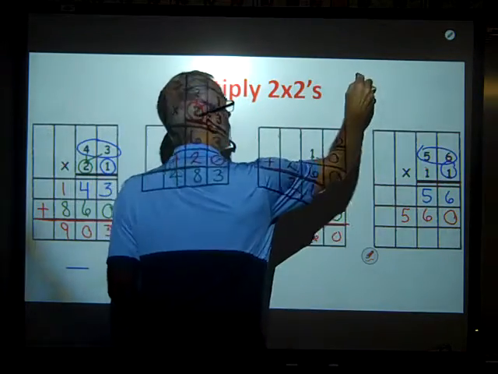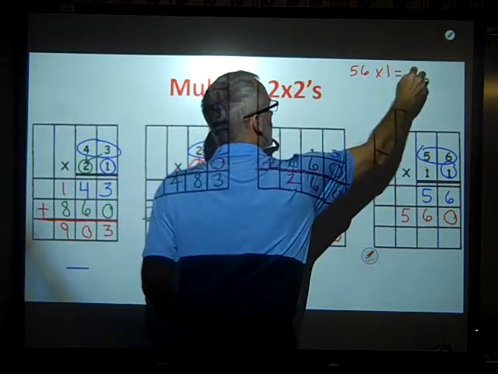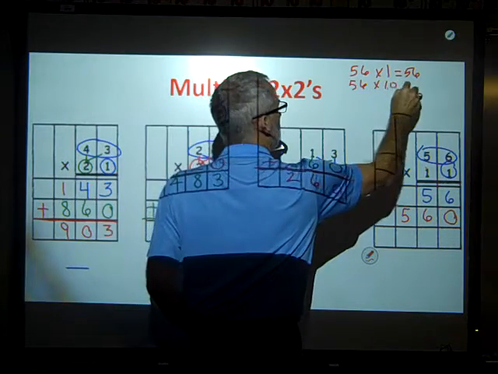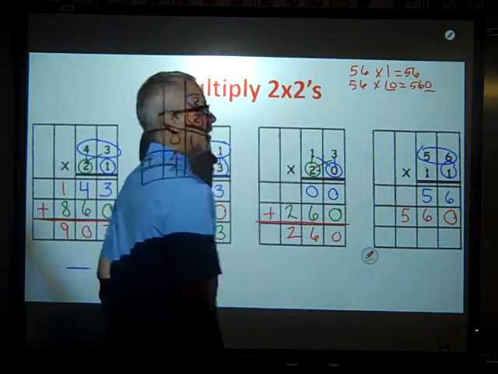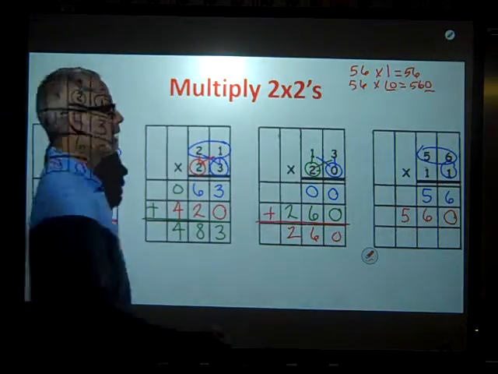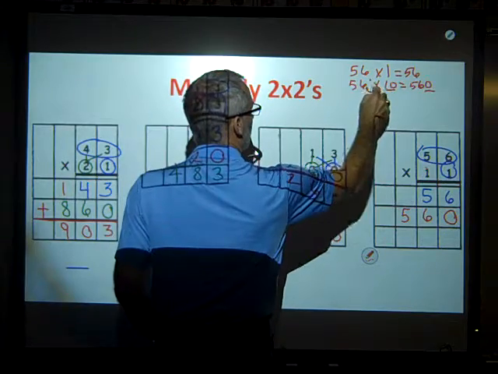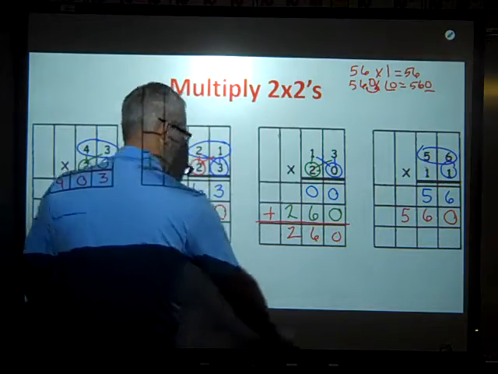If I think about it this way, 56 times 1 equals 56. 56 times 10 equals 560. What do you notice that's different? I just add a 0, right? What I really did was I moved the decimal place, which is right here, one place to the right, which makes a place for a 0. That's what this whole thing is about. And I'm hoping that you remember that from last year.